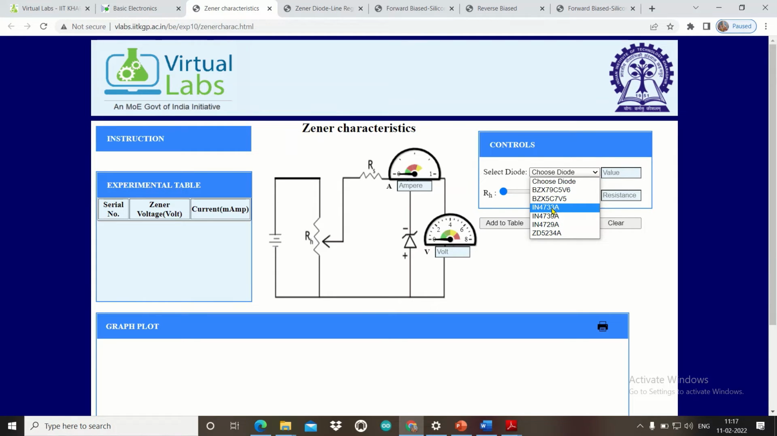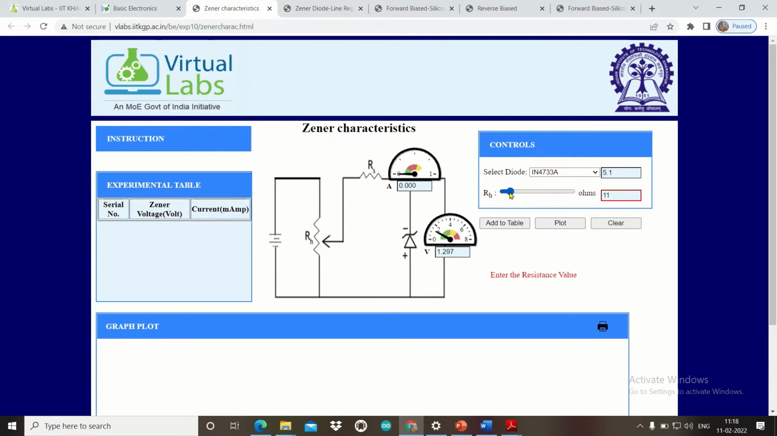I will be choosing this 1N4733A. You can see the breakdown potential is 5.1 volt. Now what we will do, there is a constant RS, it is given over there. I will be simply changing the resistance which is connected across this supply. So this is the battery, and here there is simply a potentiometer. I will be simply changing the wiper position of the potentiometer, so that we can have the change in voltage that is being applied across the Zener.